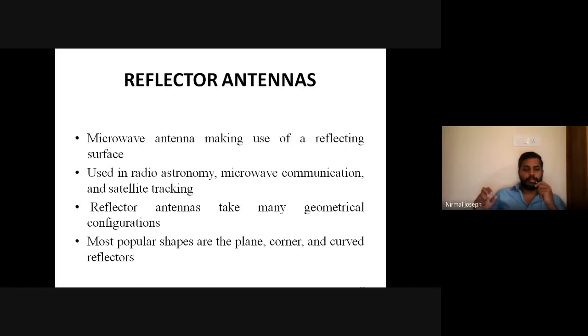Reflector antennas take many geometrical configurations. That is the special thing with reflector antennas. They can take many geometrical configurations based on the requirements. Most popular shapes are the plane, corner, and curved reflectors. I will show one or two pictures.